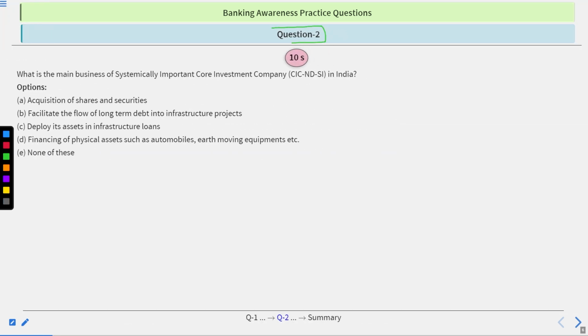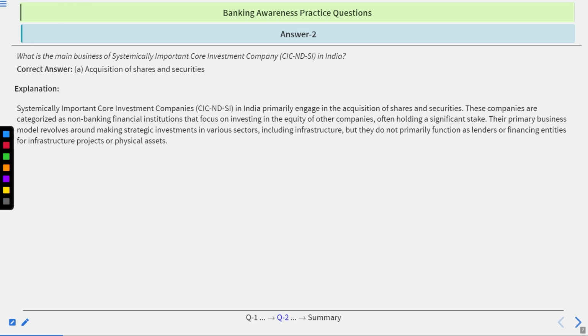Question number 2. What is the main business of systematically important core investment company, CIC and DSI in India? To answer this, you have 10 seconds, then I will give you the answer. Time starts now. Okay, the time's up. Correct answer is A, acquisition of shares and securities.